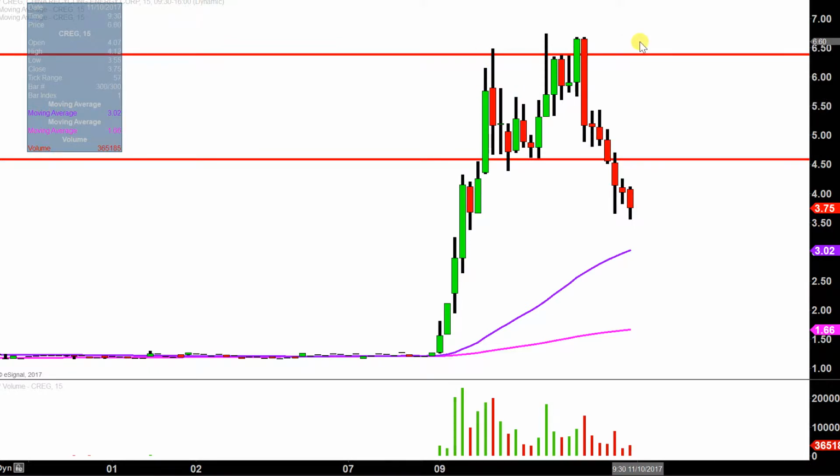Any way you slice it though, very nice move today, very active. I traded it today, but a lot of people out there keeping an eye on it. So this one will be very, very interesting to see how it closes out the week tomorrow.